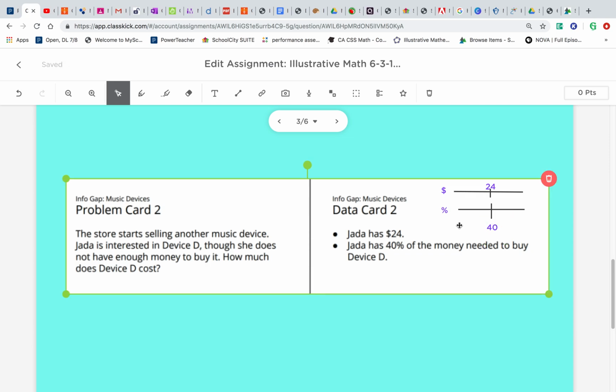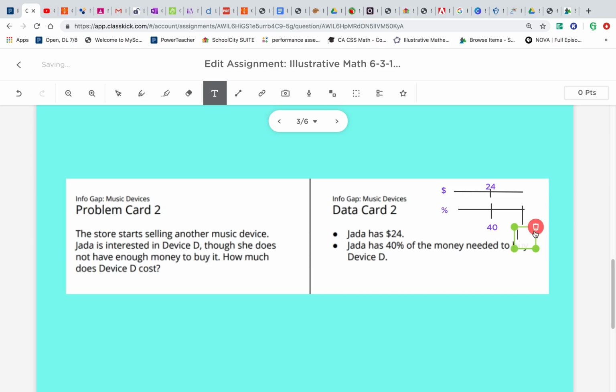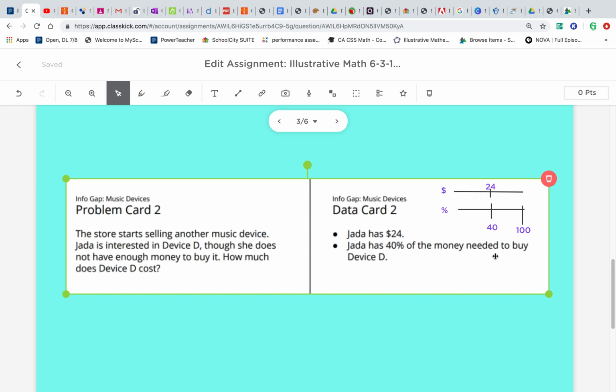We needed to know what device D costs. So in this case, what would that be referring to? As far as percents go, it's the total cost. The total cost is going to be the same thing as wondering what 100% is. So we need to add on to our percent line a mark for 100, because that's what we're trying to figure out here. What is 100% of the cost of device D? What does the whole thing cost? We've got to make a jump from 40 to 100.